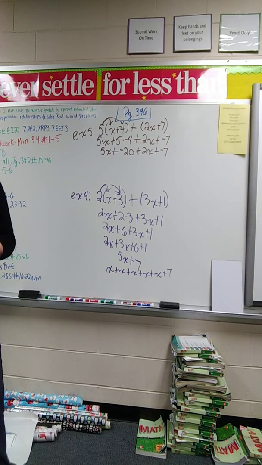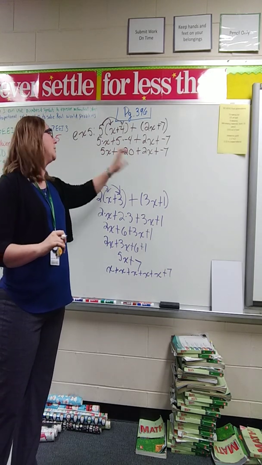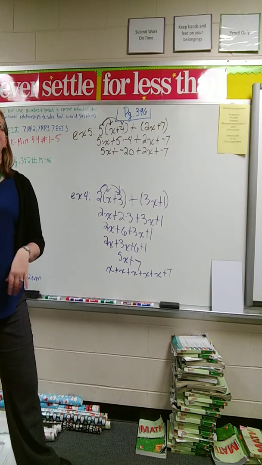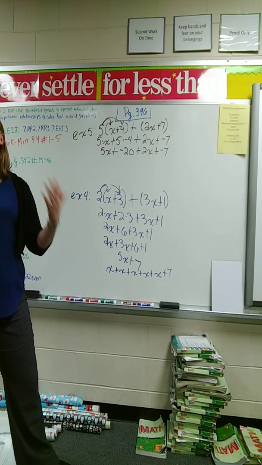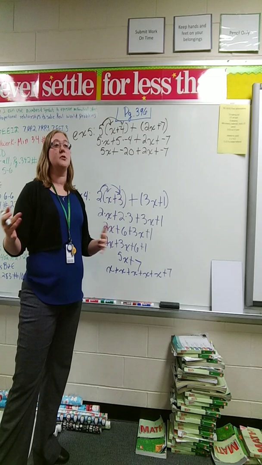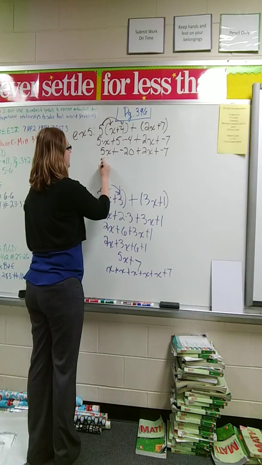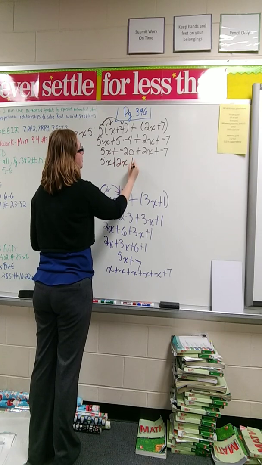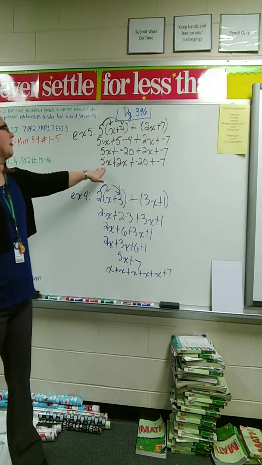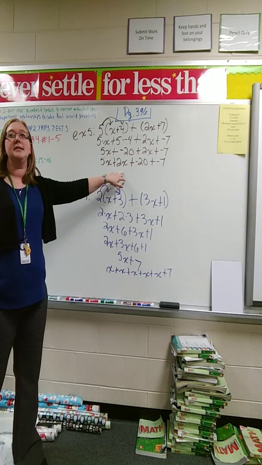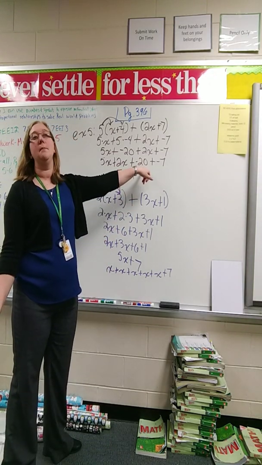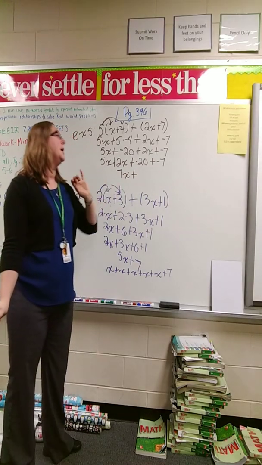I don't like that. I've got variable terms and numbers and variable terms and numbers. I don't like it like that. I don't like it either. Me either. I think it's a bit complicated. So then, let's use our commutative property and rewrite this so that my like terms are next to each other. 5x plus 2x plus negative 20 plus negative 7. 5x plus 2x is 7x. Negative 20 plus a negative 7 is negative 27.